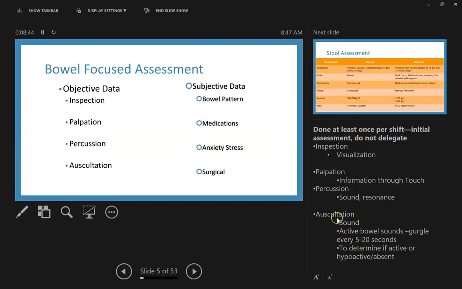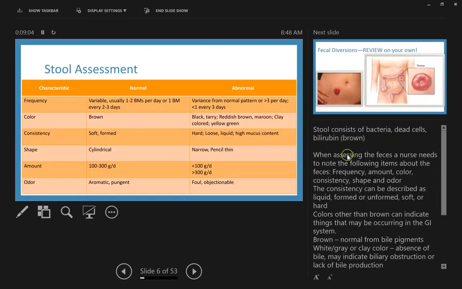I have in my notes here auscultation, a normal bowel sound is active, and that means you hear it gurgle every 5 to 20 seconds. And if you're not hearing anything, you should listen for at least 5 minutes, 2 minutes per quadrant also, before you can call them absent.